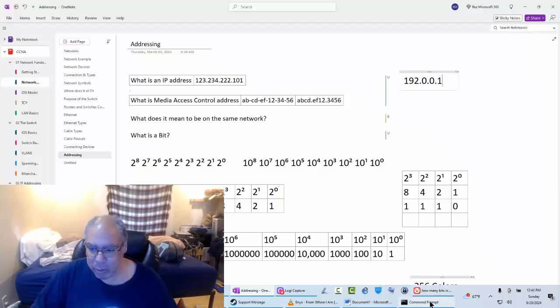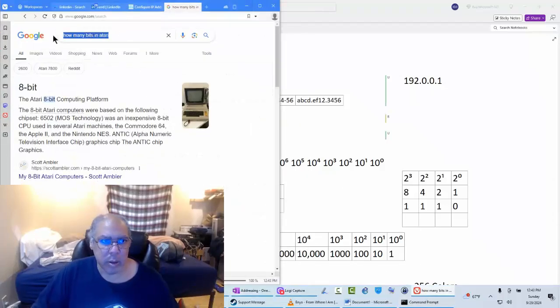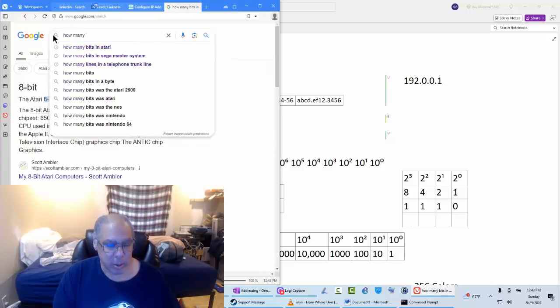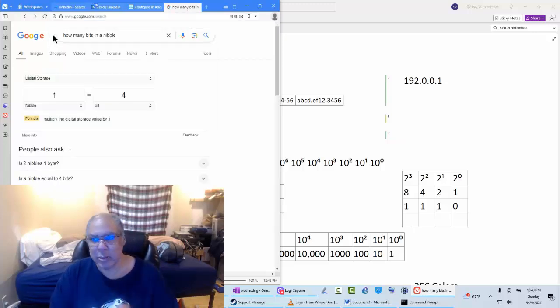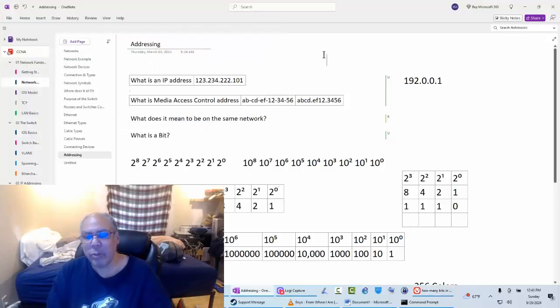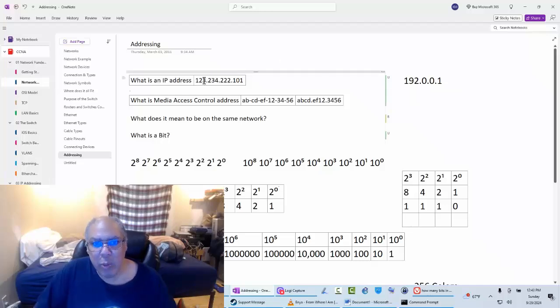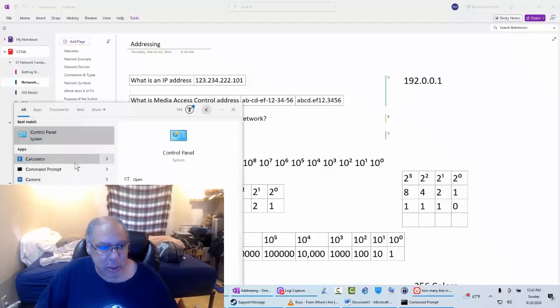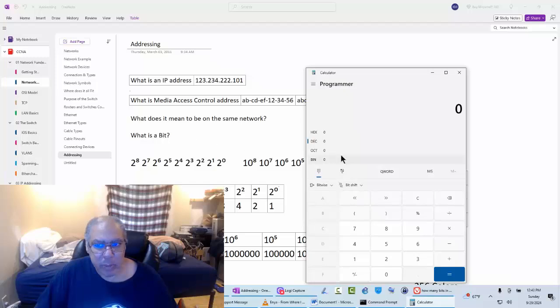Actually, let's do it right now. Four bits, that's always right. Now, 8 bits are an octet. That means we have 4 octets. 8 times 4 is what? Where's my calculator? Why do I keep closing it? 8 times 4.